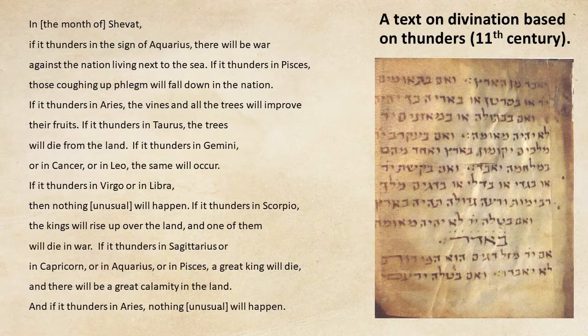If it thunders in Aries, the vines and all the trees will improve their fruits. If it thunders in Taurus, the trees will die from the land. If it thunders in Gemini or in Cancer or in Leo, the same will occur. If it thunders in Virgo or in Libra, nothing unusual will happen. If it thunders in Scorpio, the kings will rise up over the land, and one of them will die in war. If it thunders in Sagittarius or in Capricorn or in Aquarius or in Pisces, a great king will die, and there will be a great calamity in the land. And if it thunders in Aries, nothing unusual will happen. And then it continues with all these omens.